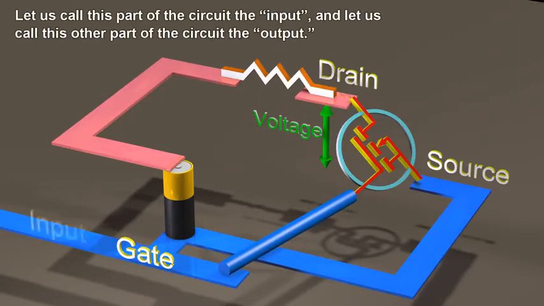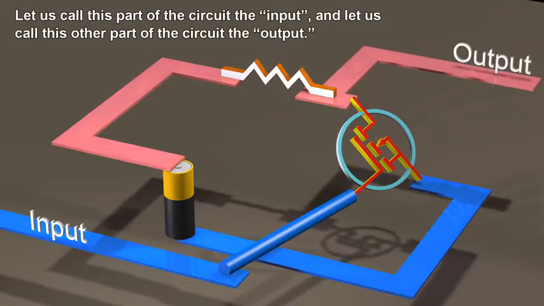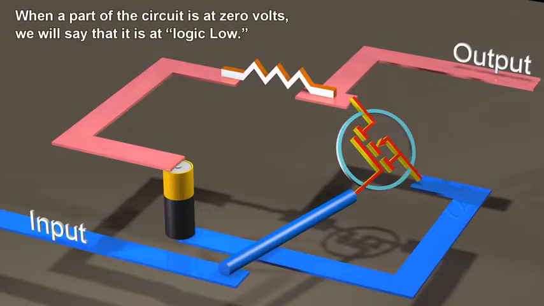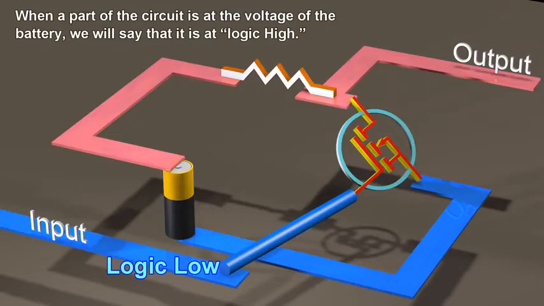Let us call this part of the circuit the input, and let us call this other part of the circuit the output. When a part of the circuit is at 0 volts, we will say that it is at logic low. When a part of the circuit is at the voltage of the battery, we will say that it is at logic high.